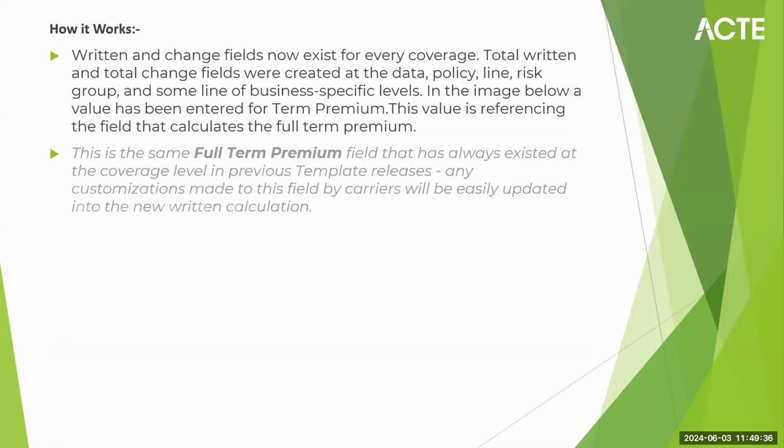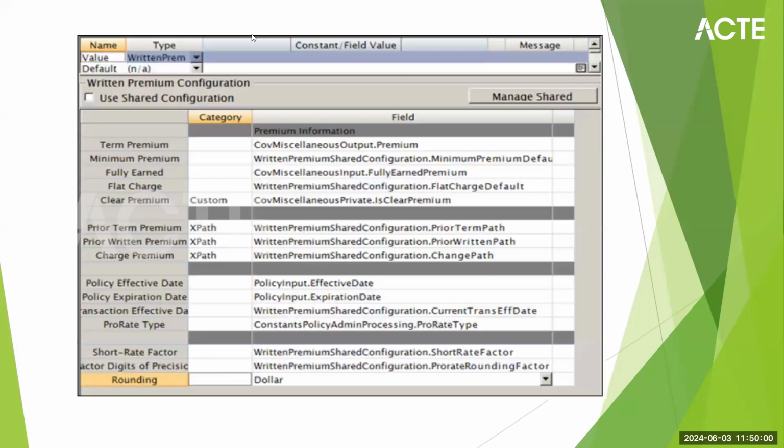Return and change fields now exist for every coverage. Total return and total change fields were created at the policy, data, line, and risk group, and some lines of business specified level, as in the image below. This is the same full return premium that already existed at the coverage level in the previous template release. For example, I have taken this. This is the return premium.